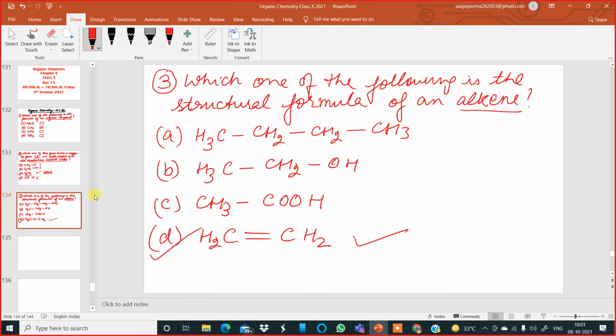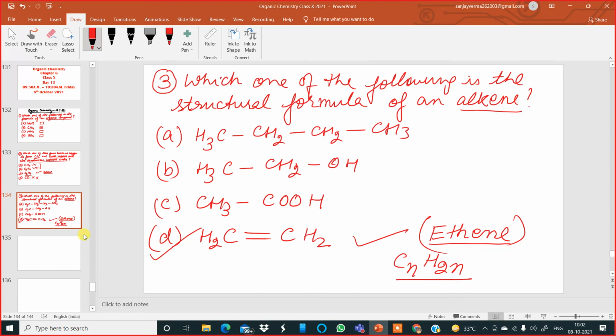That was number three, 3D. Are you getting it? So what is that D compound called? It is called ethene, E-T-H-E-N-E. Its general formula of an alkene is CnH2n. Okay, that is the general formula of an alkene.